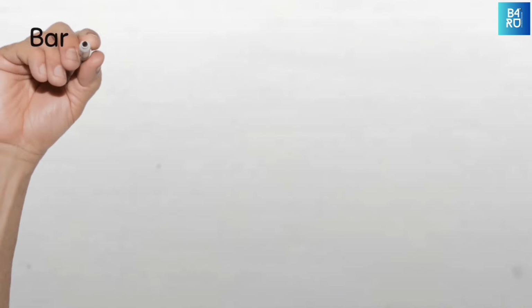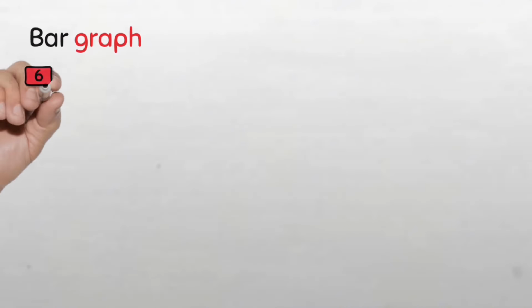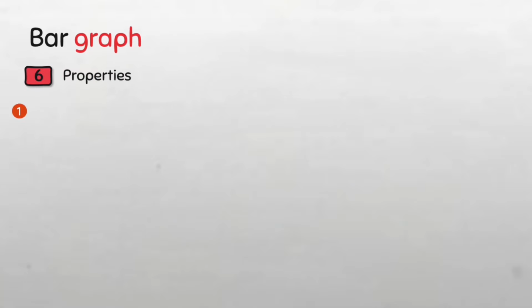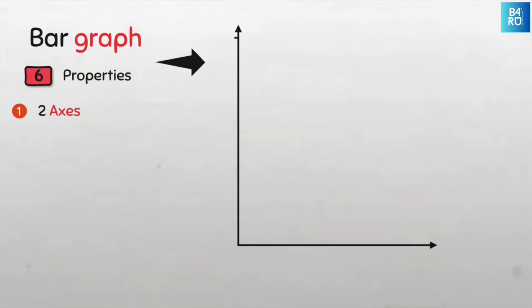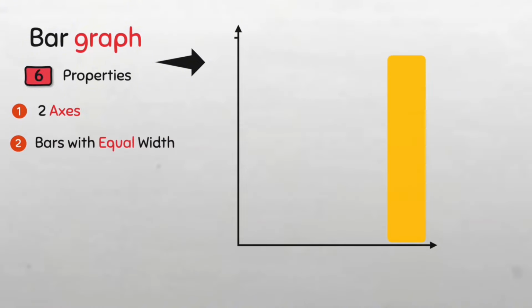For a diagram to qualify as a bar graph, it must have these 6 properties. The first, it must have 2 axes, the vertical and the horizontal axes, also called the y and the x-axis respectively. Number 2, all bars should have equal width.